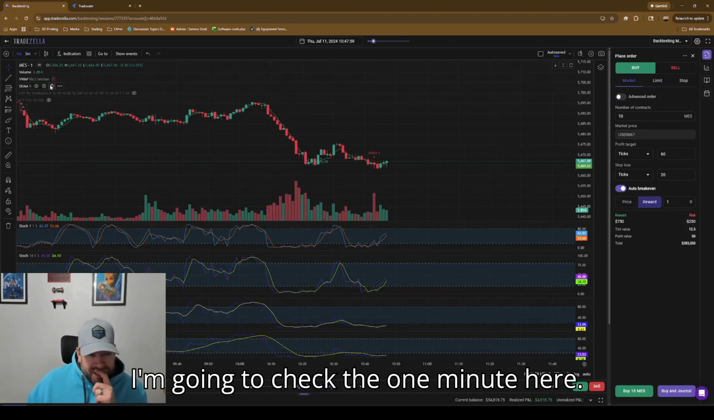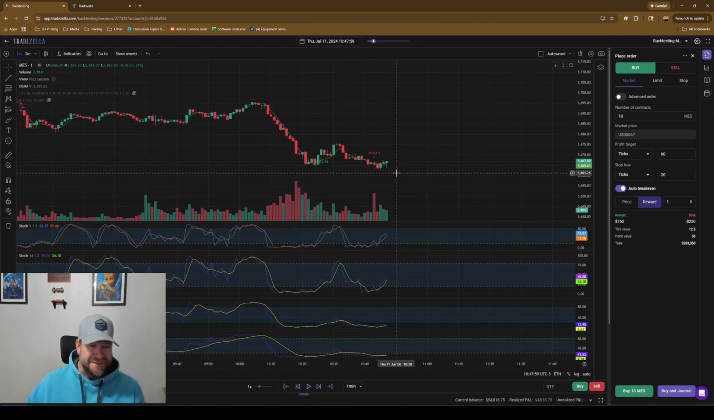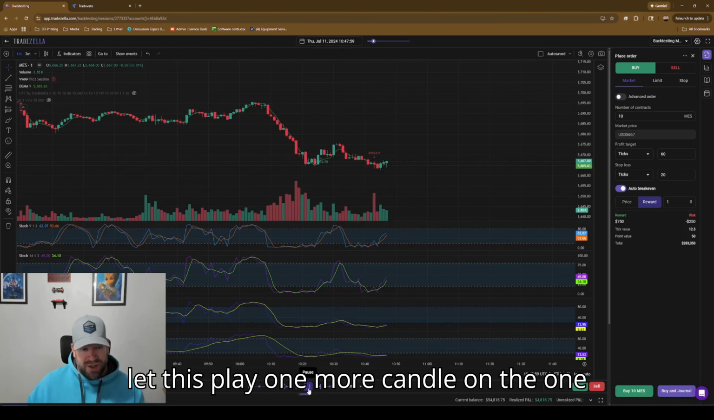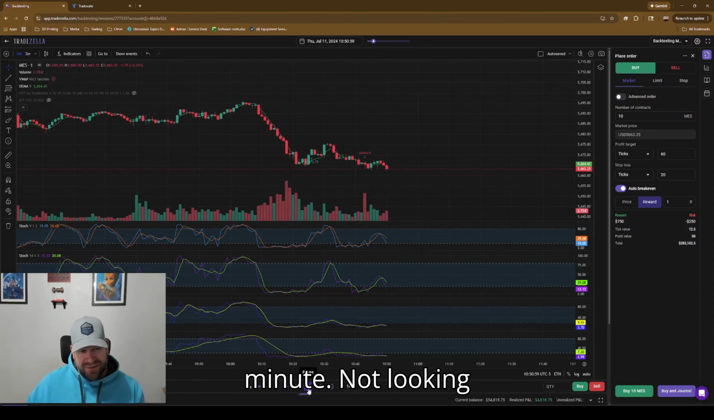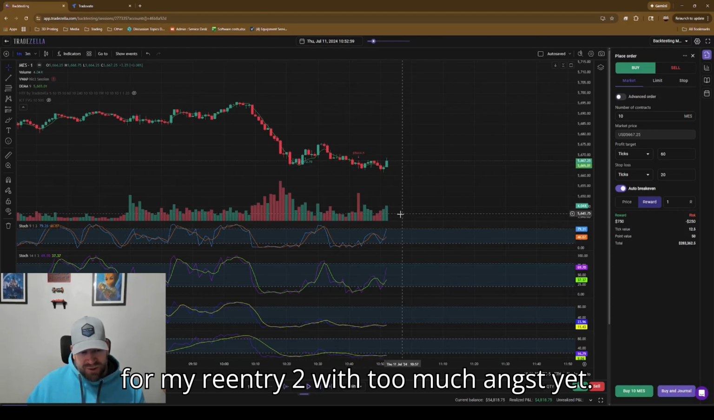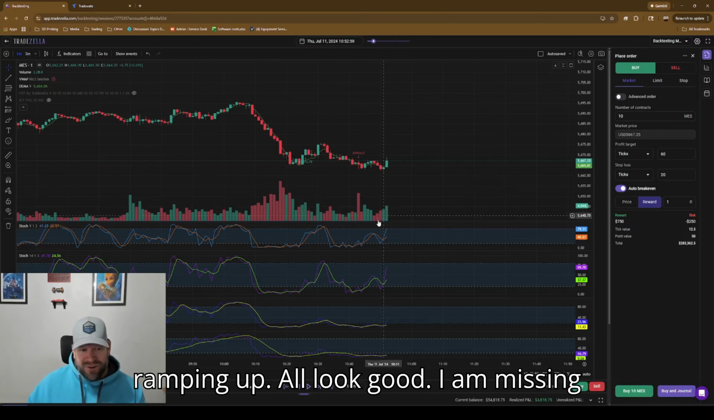I'm going to check the 1 minute here. So we had a crossover the 9 EMA, a hold of the 9 EMA, a hold again, but I don't have my on ramp. I'm going to let this play one more candle on the 1 minute. I'm not looking for my reentry with too much angst yet. Okay, now I've got a 1, 2, 3, 4, 5 on ramp, all ramping up, all look good.